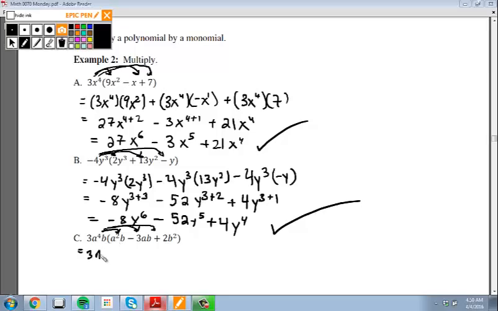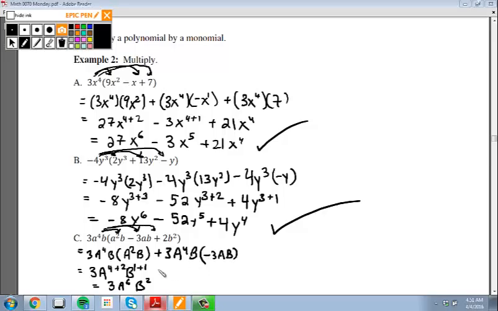So we have 3a to the 4th b times a squared b. So that will give me 3a to the 4 plus 2, b to the 1 plus 1, or 3a to the 6th b to the 2nd. Then 3a to the 4th b times the negative 3ab. So 3 times negative 3 is negative 9. A to the 4 plus 1, b to the 1 plus 1. So minus 9a to the 5th, b to the 2nd.